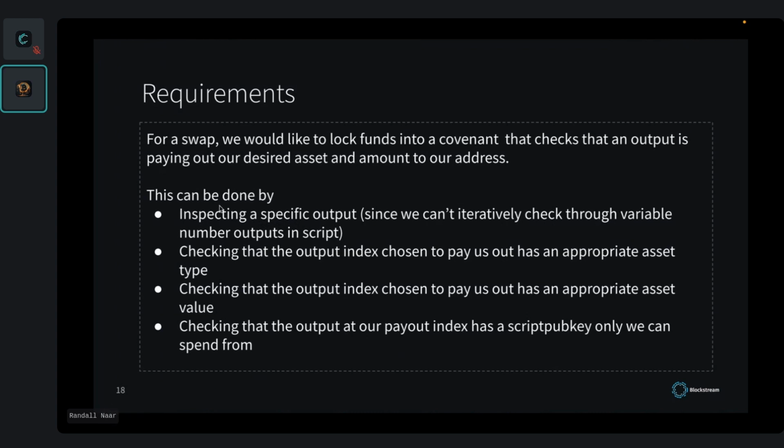And I have that this can be done by inspecting a specific output. Since we can't iteratively check through a variable number of outputs in script, that's not how Bitcoin and Liquid script works. We could do that by checking that the output index chosen to pay us has an appropriate asset type. We can check that the output index chosen to pay us out has an appropriate asset value. And we could check that the output at our payout index has a script pub key only we can spend from. So again, just ensuring that we have the money that we requested for the asset that we have up for offer.